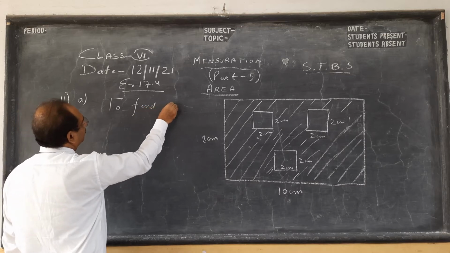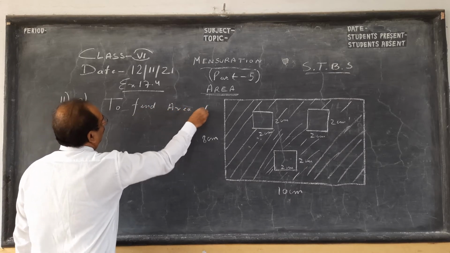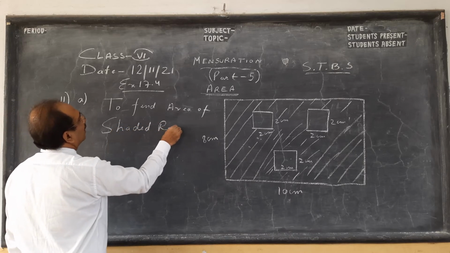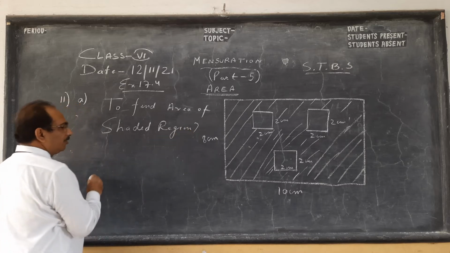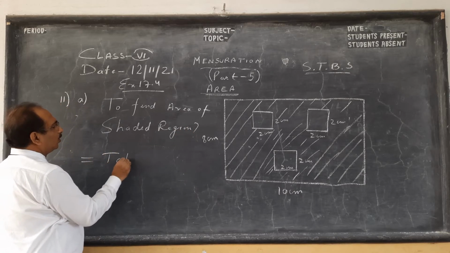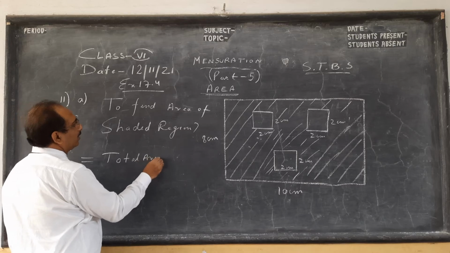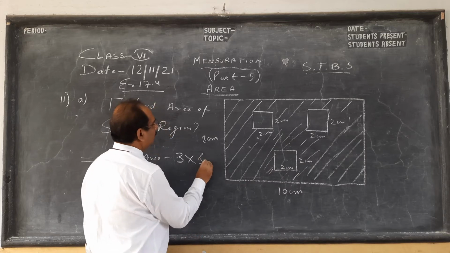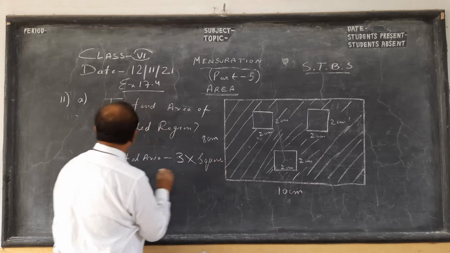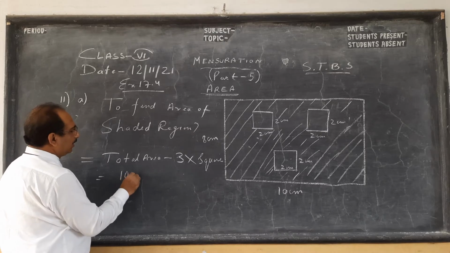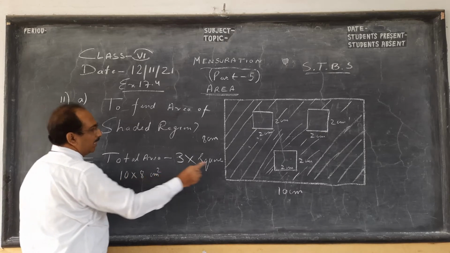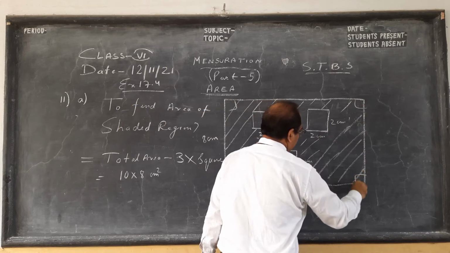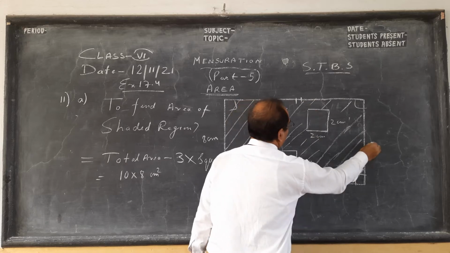Area of shaded region. Okay, now what do we do? What is the total area? Total area, if I get it, and I subtract thrice the area of the square whose side is 2. So total area, children, is 10 into 8 centimeter square. 10 into 8, the big rectangle we have is 10 into 8.